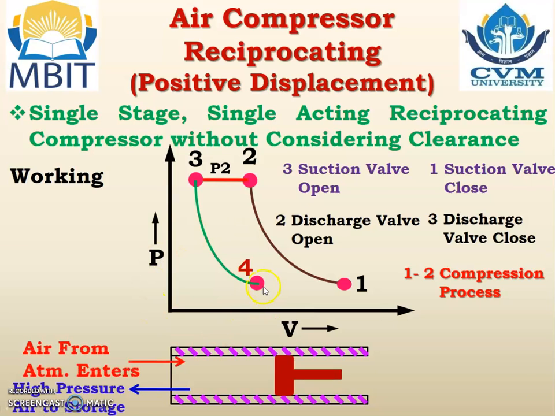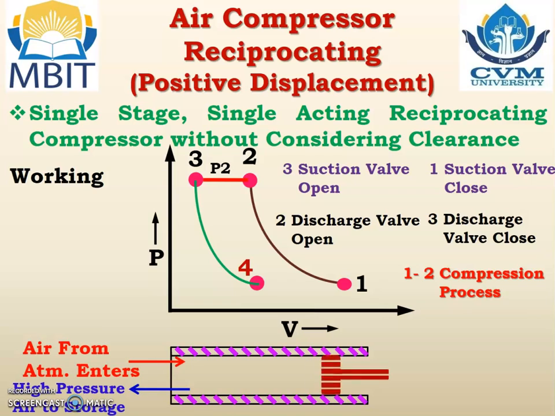And at point number 4, the pressure of the air has reduced to atmospheric pressure, and due to that the suction valve opens at point number 4, not at point number 3. Because at point number 3, the pressure of the air inside the cylinder is very high, and therefore the suction valve will not open at point number 3, it will open at point number 4.